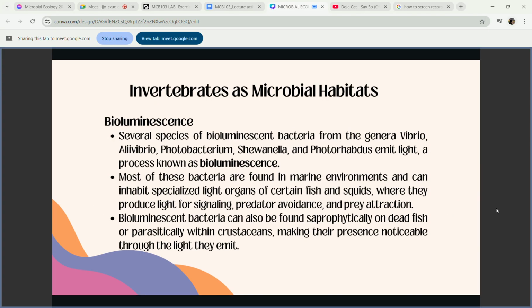So next slide, please. So this is what I have mentioned about bioluminescence. So several species of bioluminescent bacteria from genera Vibrio, Aliivibrio, Photobacterium, Shewanella, and Photorhabdus emit light in a process known as bioluminescence. So most of these bacteria are found in marine environments and can inhabit specialized light organs in certain fish and squids, where they produce light for signaling, predator avoidance, and prey attraction. So next slide po.